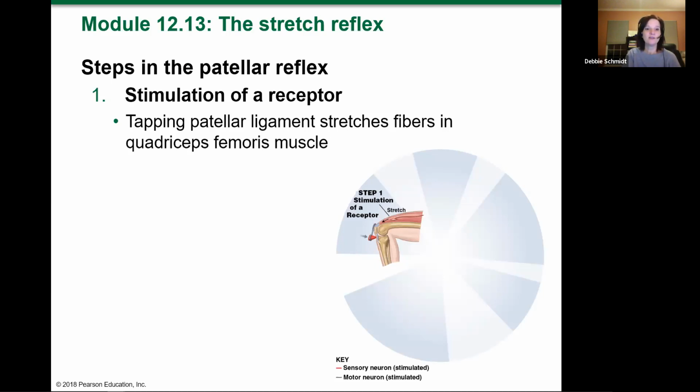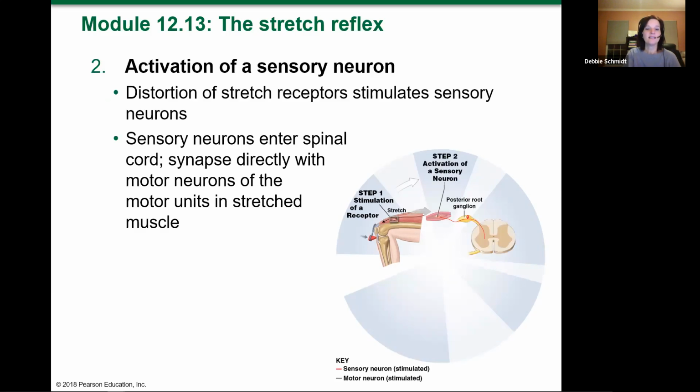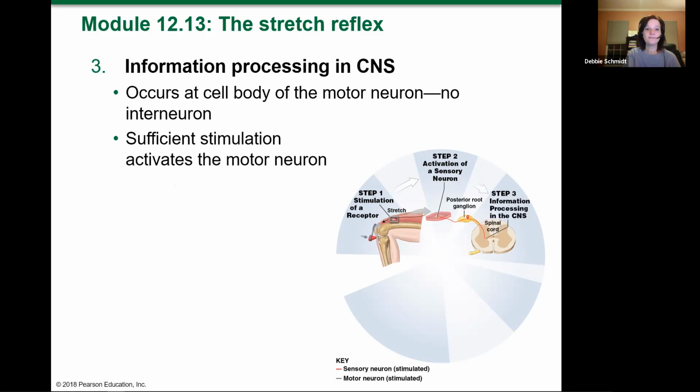We have the hammer to the knee. It stretches the ligament and the fibers in the quadriceps femoris muscle. That distortion of those stretch receptors stimulates the sensory neurons, and the sensory neurons come into the spinal cord and synapse directly on a motor neuron at that very same level of the spinal cord. Information processing in the central nervous system occurs at the cell body of the motor neuron. No interneurons needed. We are not even checking with the brain on this one. The brain is like, don't even bother me, okay?